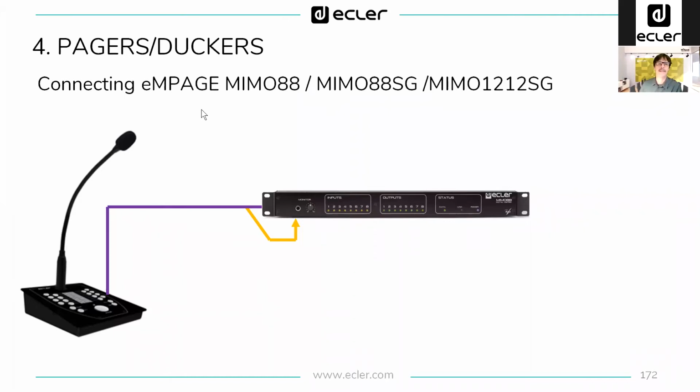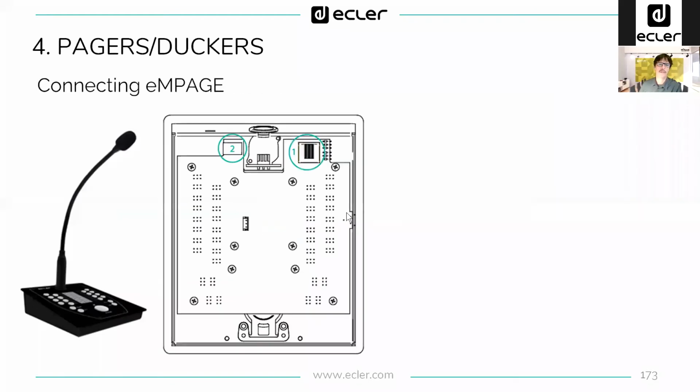How to connect EM page? Well, EM page, you have to connect with the bus scan. It's a bus that goes from the EM page, the paging station, to the MIMO 88. But remember, you have to connect the audio also. So how it works is, here at the bottom of the paging station, you have an RJ45. Here, number 2 is the power supply.